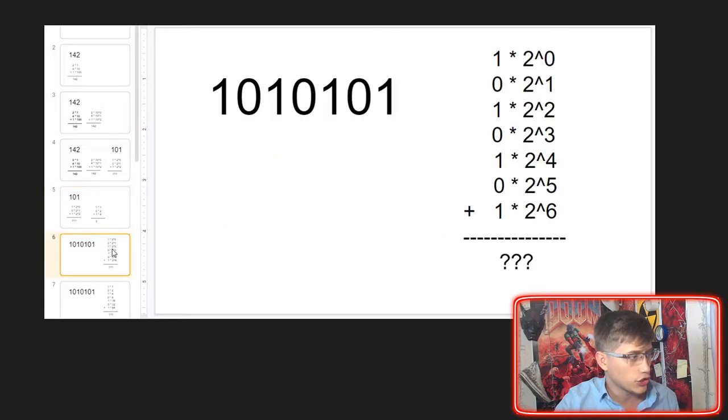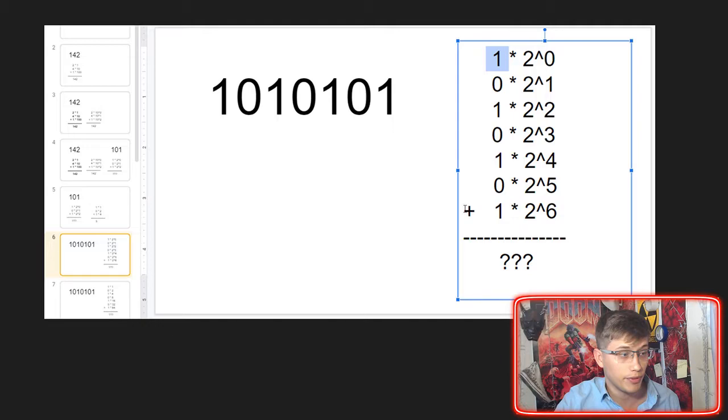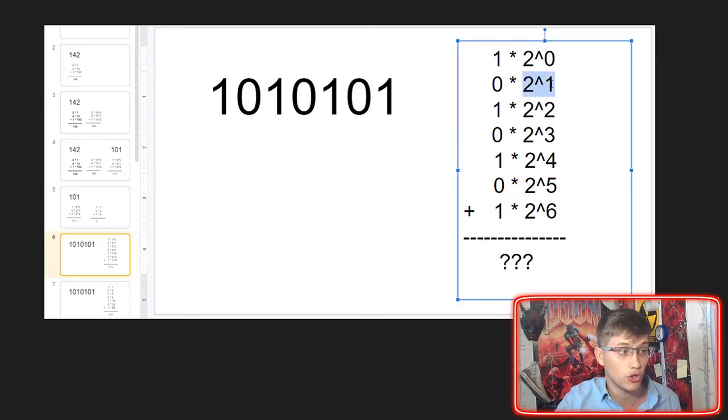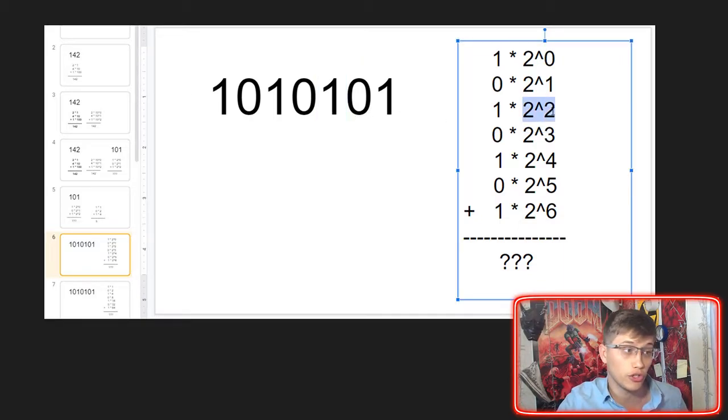And just for fun, let's take a more complicated example here. 1010101. We're just going to do the same exact thing. So you're going to write it vertically like this, where you take this number and you put it up at the top. That's our 2 to the 0 column because it's all the way on the right. Then the second to the right is our 2 to the 1 column, so I put a 0 here. Then we have a 1 on the third to the right column, which is our 2 to the 2 column.